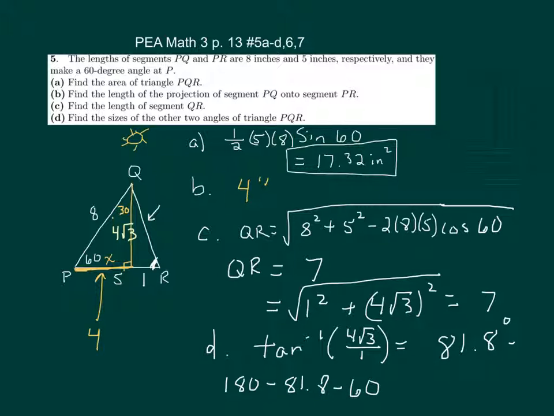So wait, hold on, this equaled R. And so that gives you Q. What did you get for Q, Tom? 38.2. Okay, questions?